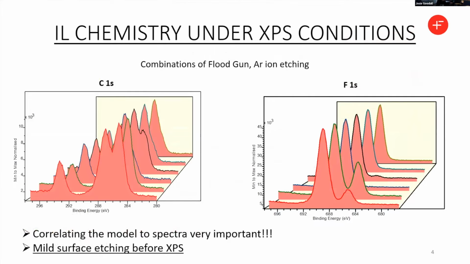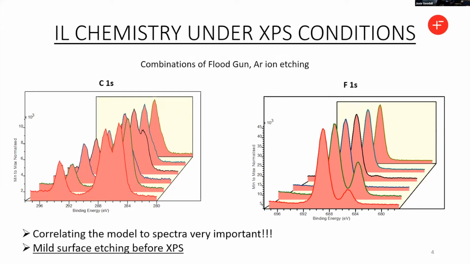Before we move on to how we investigate ionic liquids, it's very important to look into the spectra of ionic liquids. I looked into different combinations. What we do in standard XPS is either charge compensation using flood guns, or some filtration with argon guns and different X-ray sources. I did all the combinations of it and then modeled it.